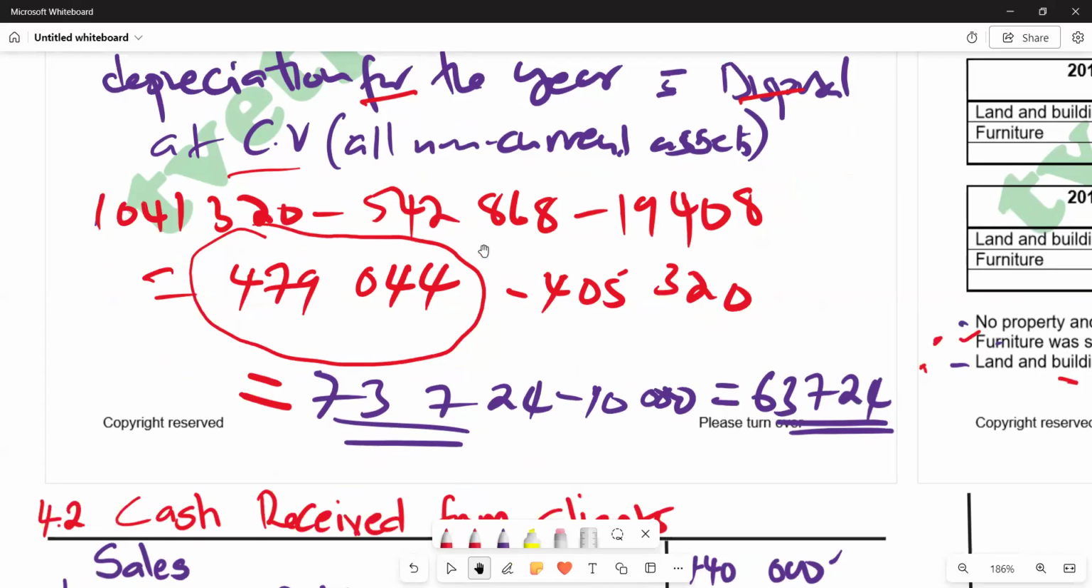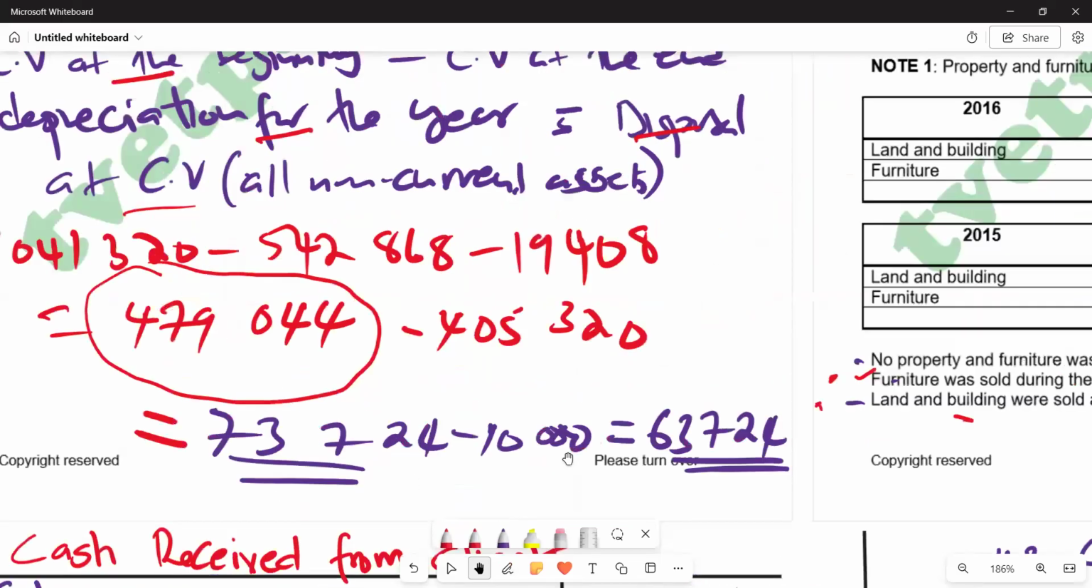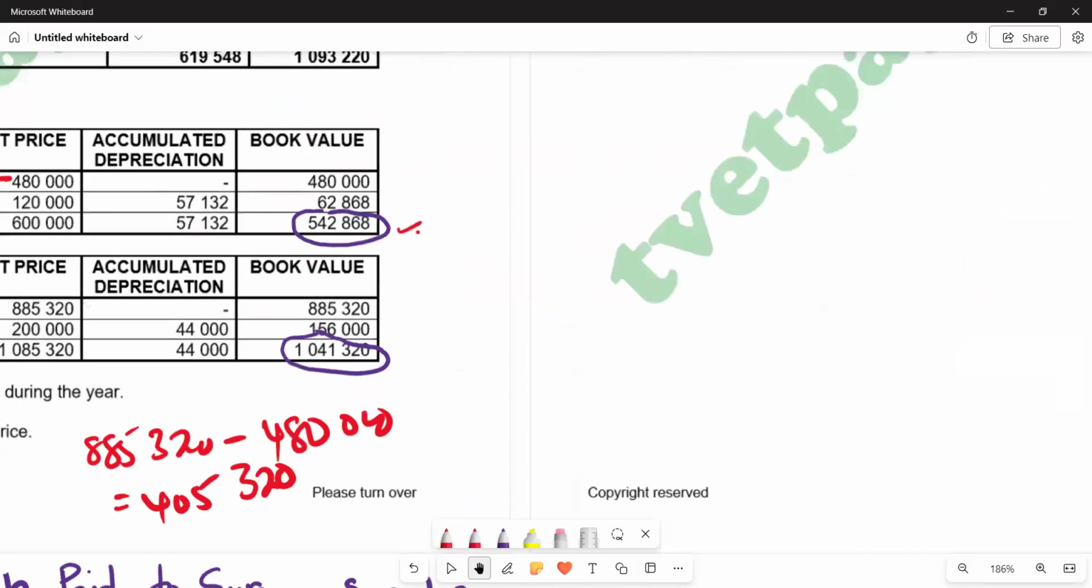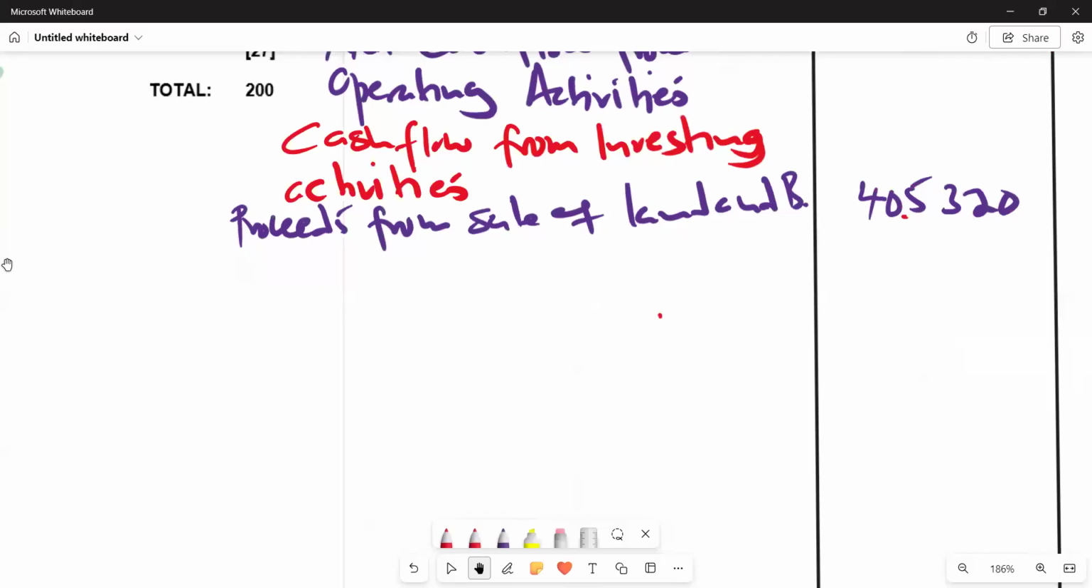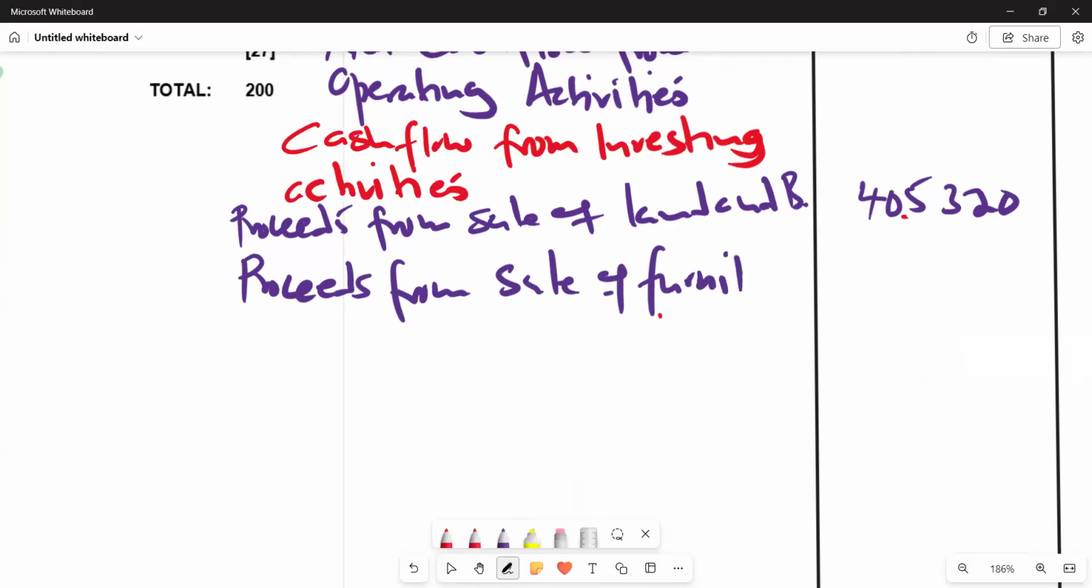So we go to our answer section, and we're now saying proceeds from sale of furniture. And the figure that we got there, 63,724. And they are both positive because we are receiving money as we sell.